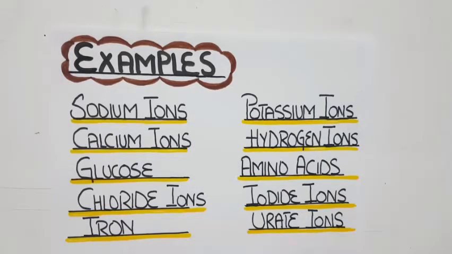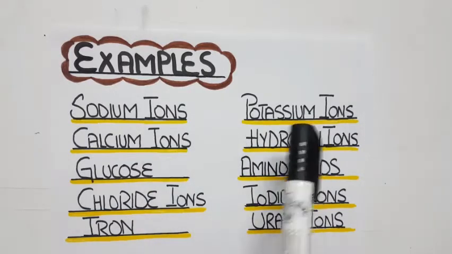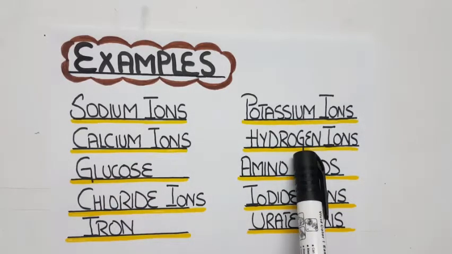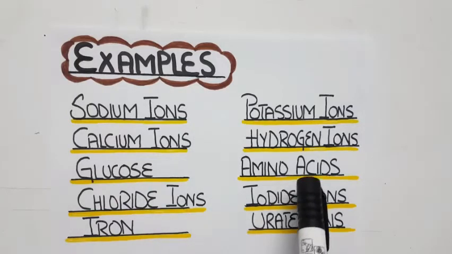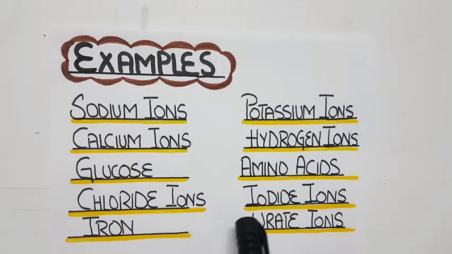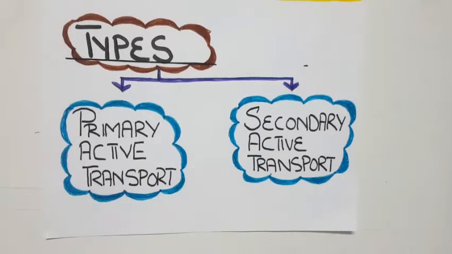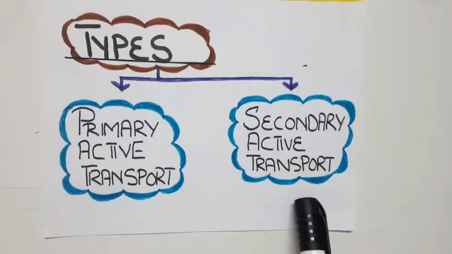The examples of molecules or ions that are transported by active transport are sodium, potassium, calcium and hydrogen ions, glucose and amino acid molecules, iodide ions, chloride ions, iron and urate ions. We have two types of active transport processes, the primary active transport and secondary active transport.